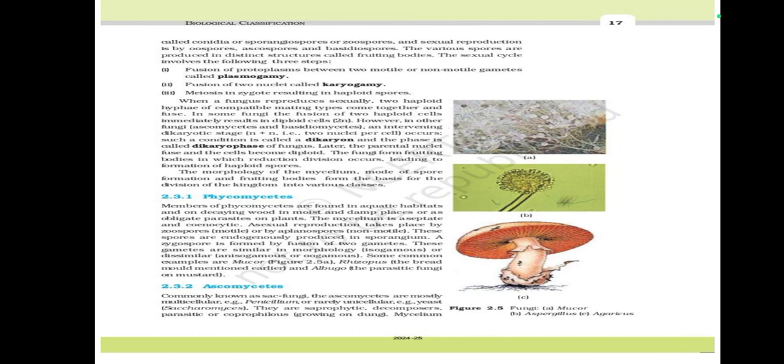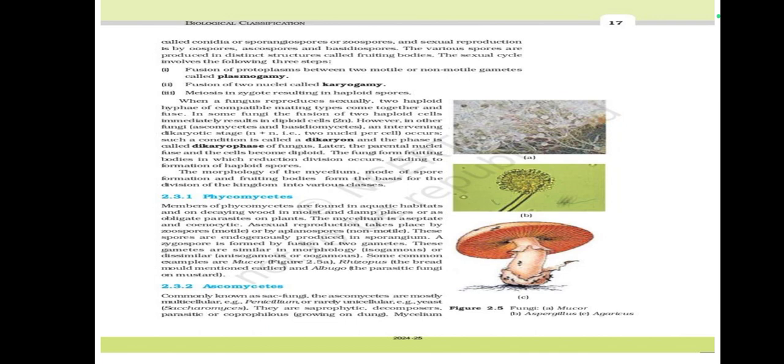Zygospore is formed by fusion of two gametes. These gametes are similar in morphology, isogamous, or dissimilar, anisogamous or oogamous. Some common examples are Mucor, which is shown in figure 2.5a, Rhizopus, the bread mold mentioned earlier, and Albugo, the parasitic fungi on mustard.